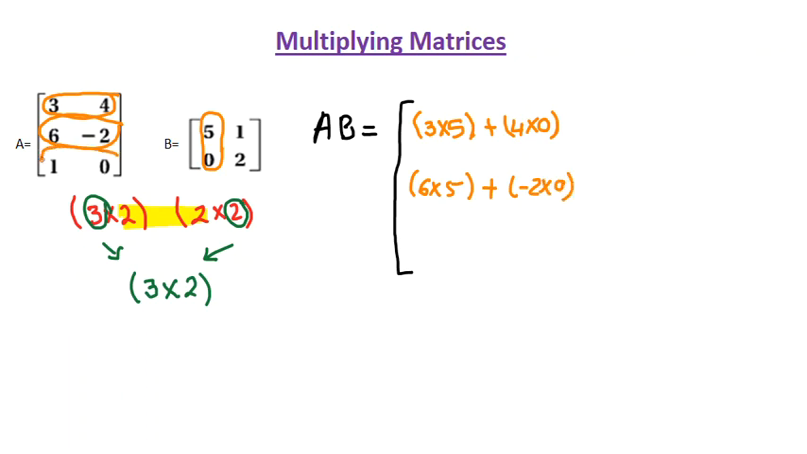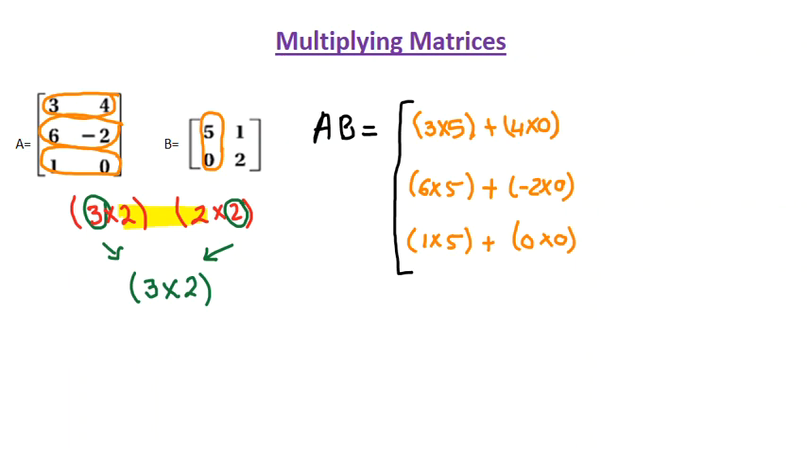Now I'm going to look for the third element in the first column, which is in the third row. Again, multiply by the first column. I'm going to get 1 times 5, plus 0 times 0. If you look here, you'll find that you have multiplied the first number always by 5, and the second number always by 0. Now, this result will give me only 1 column.